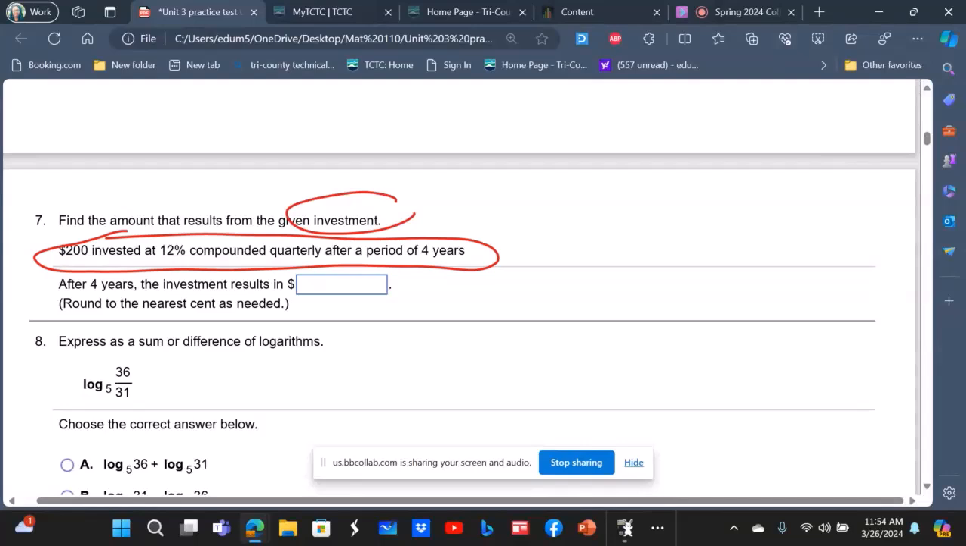$200 is invested at 12% compounded quarterly. Can someone remind us? If you know the answer, please say it. Compounded quarterly, how many compoundings in a year?